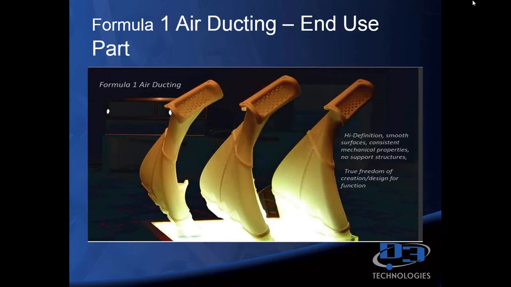Another example is in Formula One automotive, where they're using our selective laser sintering for air ducts in use. The main reason is because it's smooth and the mechanical properties are there. There's no support structure, and it allows them to have, as I like to call it, a non-complex freedom of creation for designing a part and getting better performance out of that air duct.